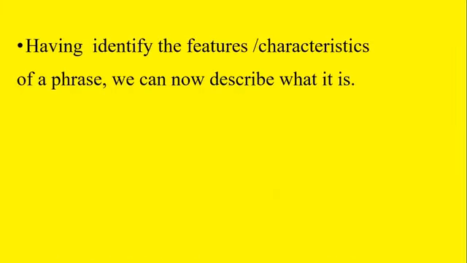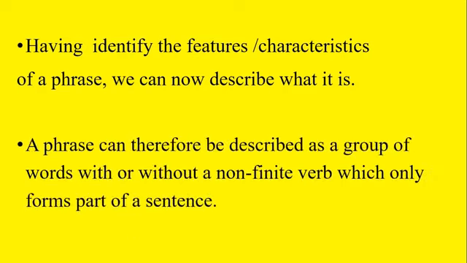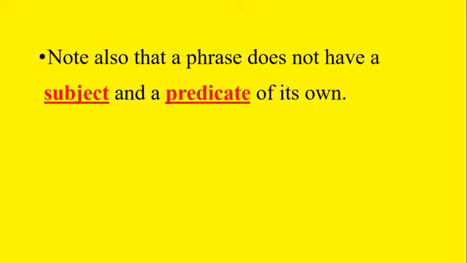Now, having known the features of a phrase, we can now describe what a phrase is. A phrase can therefore be described as a group of words with a non-finite verb or without a non-finite verb, which only forms part of a sentence. So it's a group of words with a non-finite verb or without a non-finite verb, and it only forms part of a sentence. That's the summary of what a phrase is.